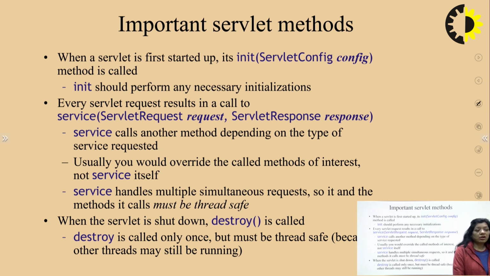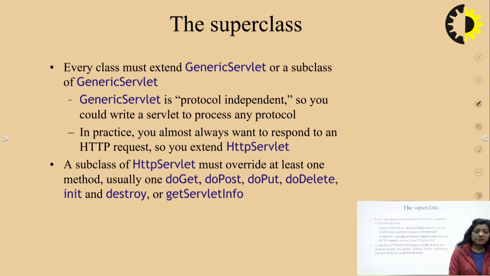Usually you would override the called method of interest, not service itself, and service handles multiple simultaneous requests. So the method it calls must be thread safe. When the servlet is shut down, the destroy method is called. Destroy is called only once but must be thread safe because other threads may still be running.